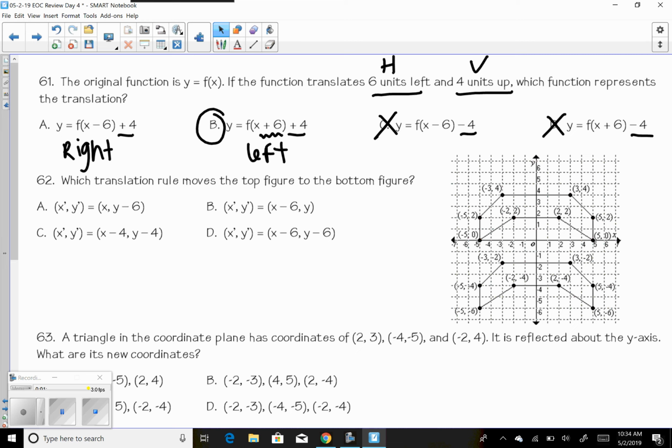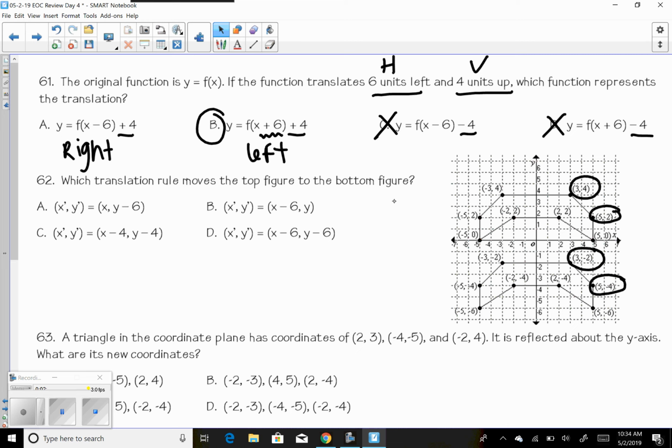All right, so which translation rule moves the top figure to the bottom figure? So if you just compared some, (3, 4) is moving to (3, -2). All right, and let's check out another one. How about (5, 2)? (5, 2) moves to (5, -4). So really the change is happening in the y values. Notice the x's are staying the same. So I need a rule that makes x stay the same, and my y values, 4 goes to -2.